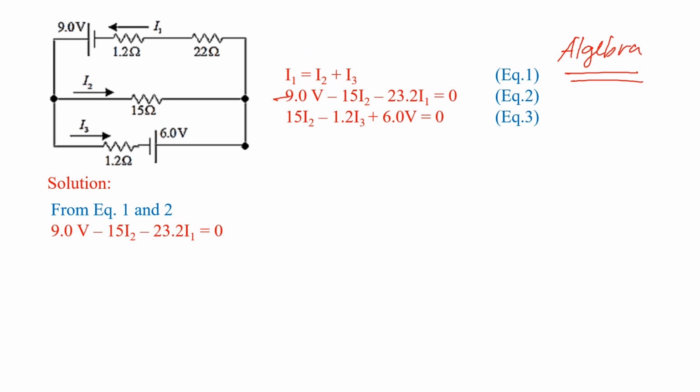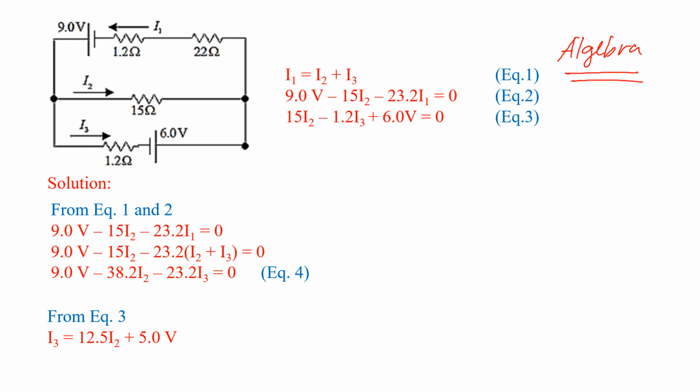So from equations 1 and 2, I have 9 volts minus 15 I2 minus 23.2 times your I1, which I replaced with I2 plus I3. So I substituted I1 into the I1 in equation 2. And so again, I have this one here, and I can simplify it. So simplifying it, you have 9 volts minus 38.2 I2 minus 23.2 I3. That's equal to 0. And we cannot simplify this one further. Okay, so I just label this one as equation 4.